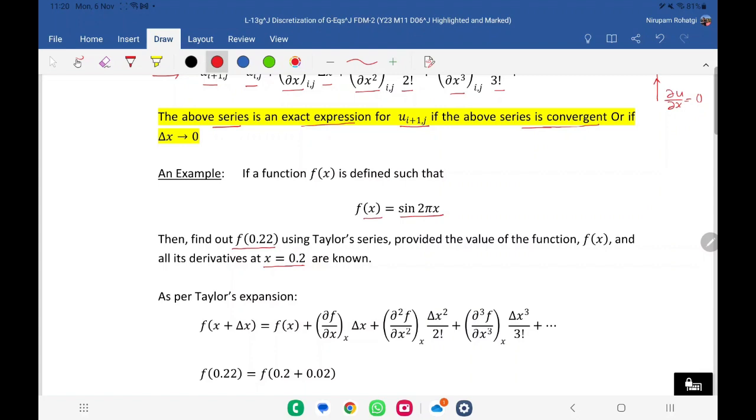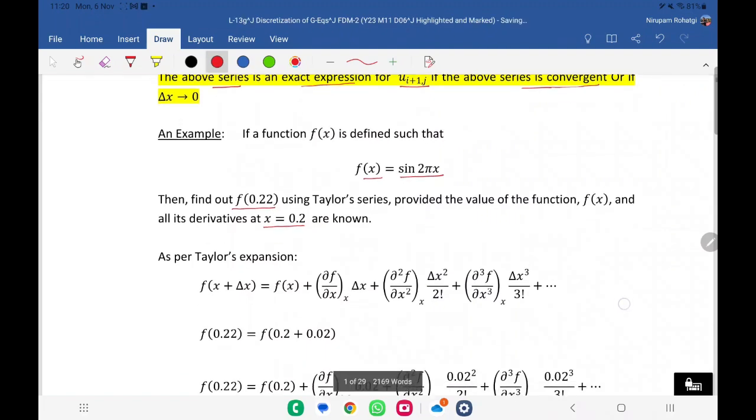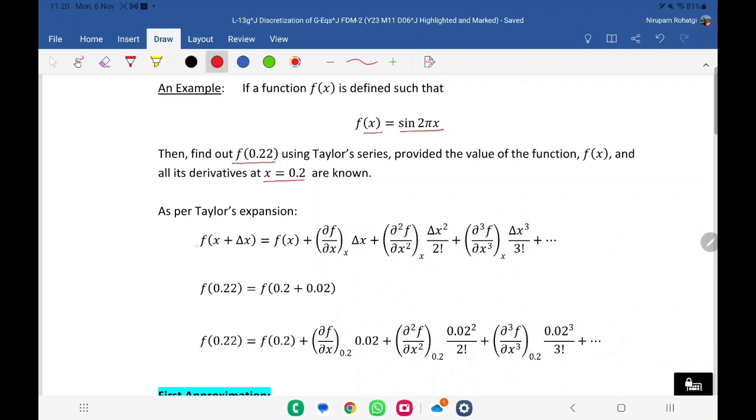Okay, assuming that all the values at x equal to 0.2 are known to us. So how do we go about doing it? We can write this Taylor series. Now you can see on the left side we are calculating the value of the function at x plus delta x. On the right side, everything is in terms of x: function value and derivatives in terms of x, and you are multiplying with this difference, delta x squared, delta x cubed, etc.